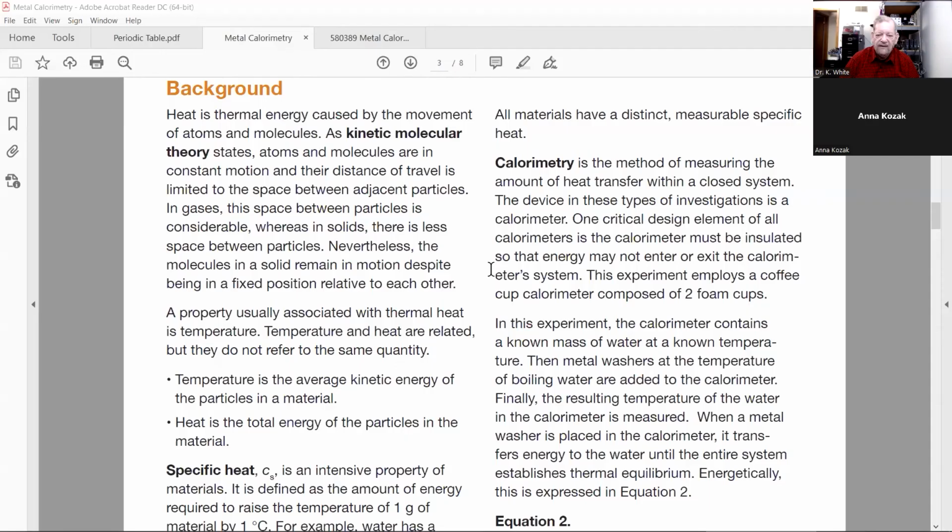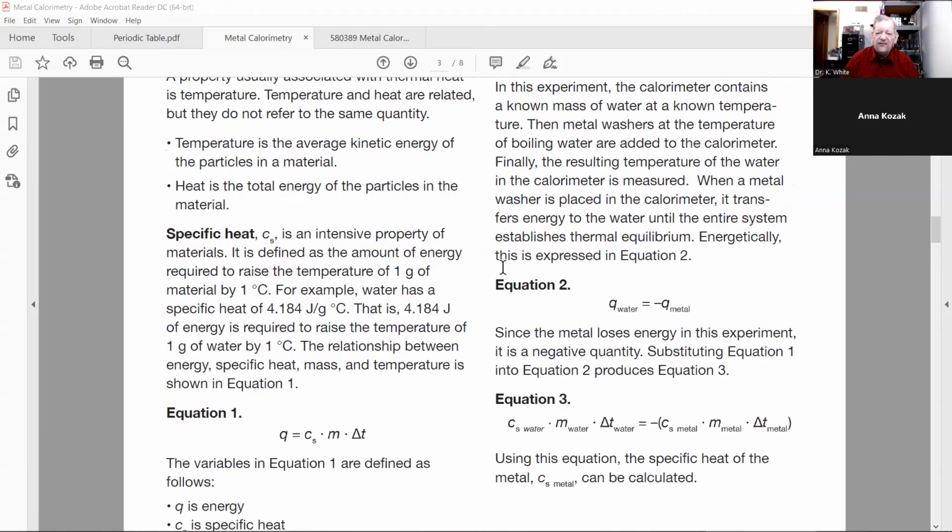Let's get back to the lab. Now, it turns out you're going to be working with metal washers, and they gave you way more than you need, unless we're going to use some of these in a later lab. I don't know. And you'll need 6 of them.